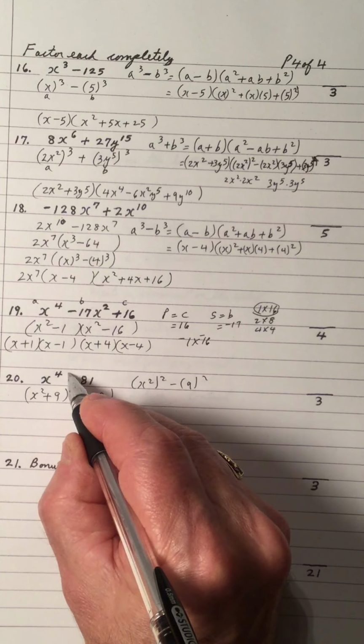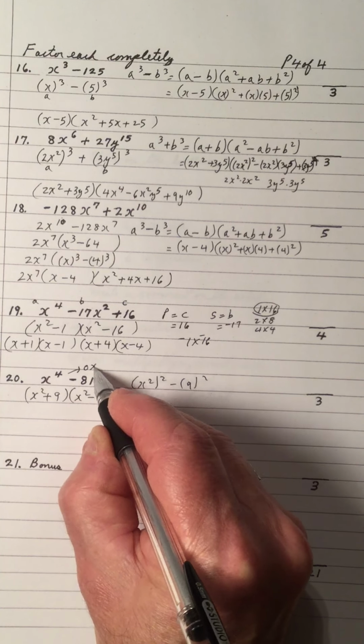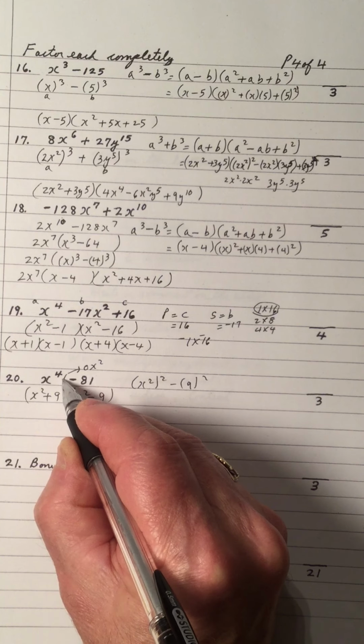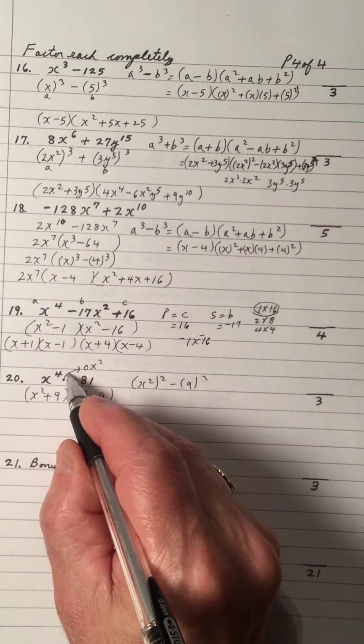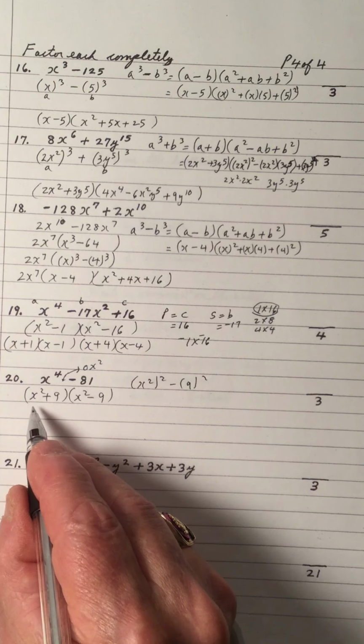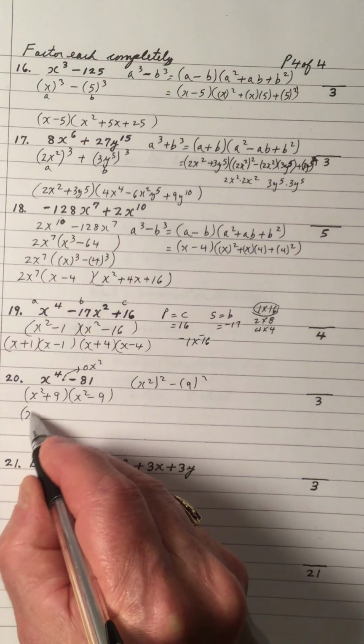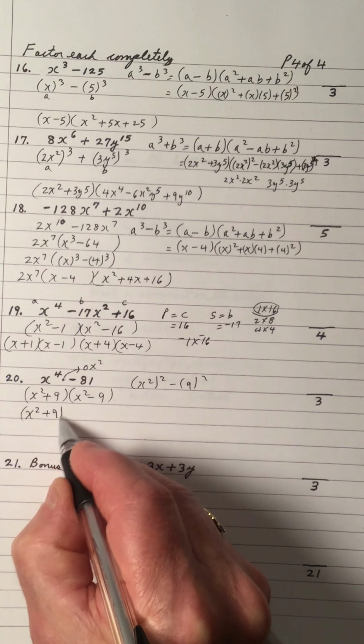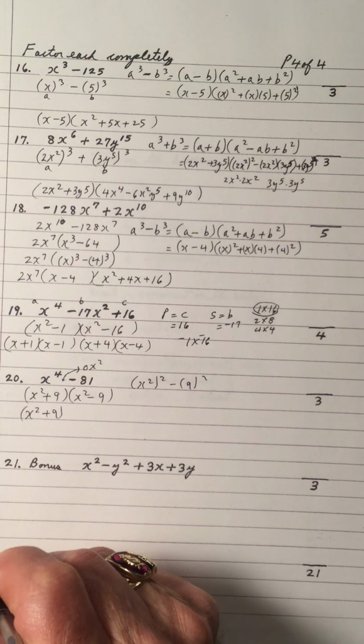Notice that there's 0x squared in the middle, not written down, because the sum is 0. So plus 9 minus 9 is 0. We cannot factor the sum of 2 squares, so we leave that alone. It is not factorable over the real numbers.